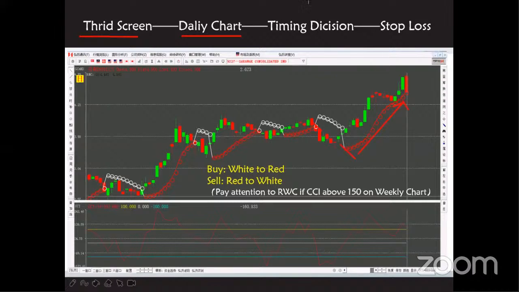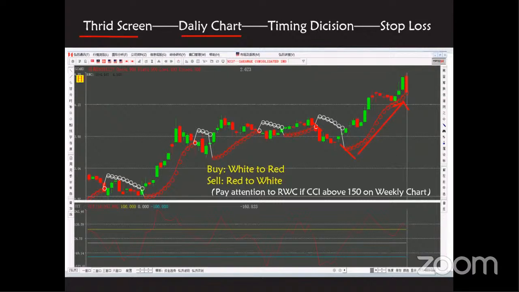Okay, you need to follow my steps. First step, we need to use the monthly chart to analyze the direction. Then we can only use MACD, this indicator, to judge whether it is in a bullish pattern or bearish pattern, and whether we can buy or cannot buy, right? And the second one, on the weekly chart, we can only use CCI to see whether it is in the safe area or the risk area, which means in the low position or high position. Then the last step is the daily chart, where we use RWC to determine our buy and sell points.